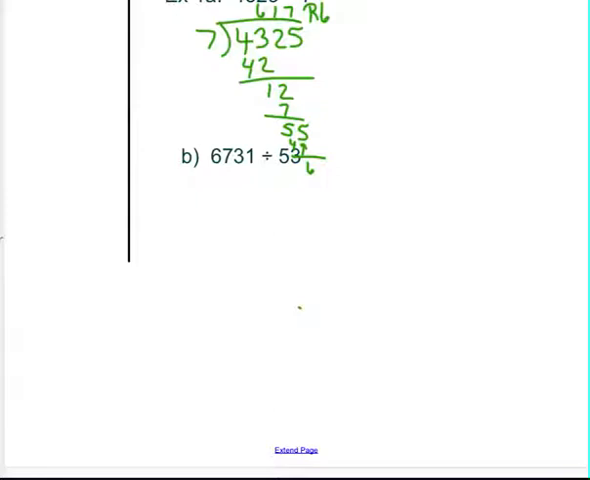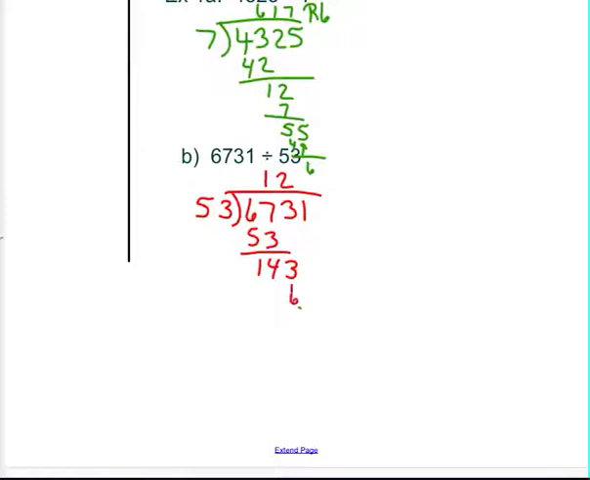With our second example, we've got a 2-digit number that we're dividing by. So sometimes it's helpful to just look at that first digit and think about it as a 5 versus thinking about it as 53. So 53 goes into 67 once. When we subtract, bring down the 3. I'm going to look at 5 going into 14 instead of 53 going into 143. 5 goes into 14 twice.